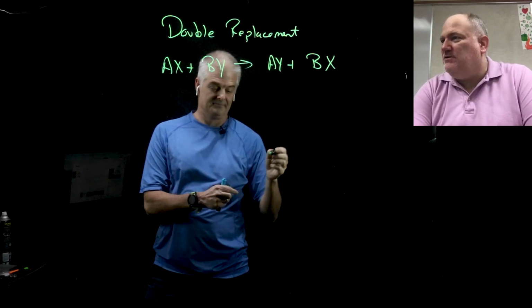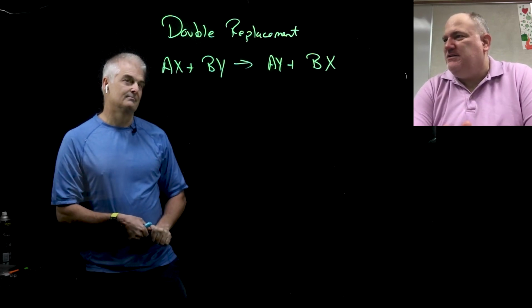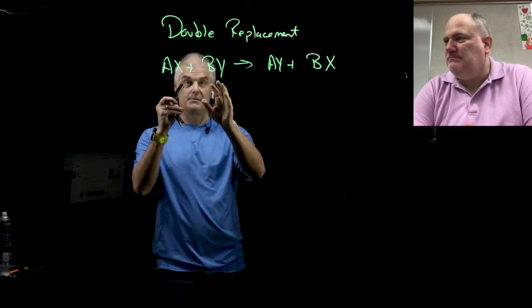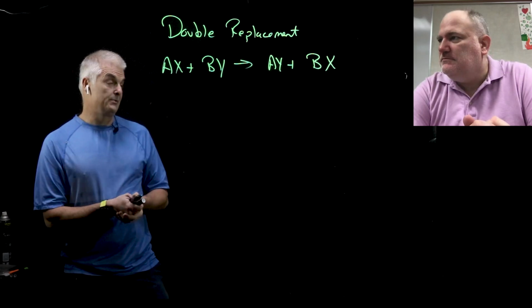Essentially, what happens is the partners swap. So the best way to do it is to keep your X and your Y in the same spot, and then just have your A and your B switch places. All right, so it's a double replacement. They switch partners. Okay, let's do an example of what that might look like. What would be a good example of this?